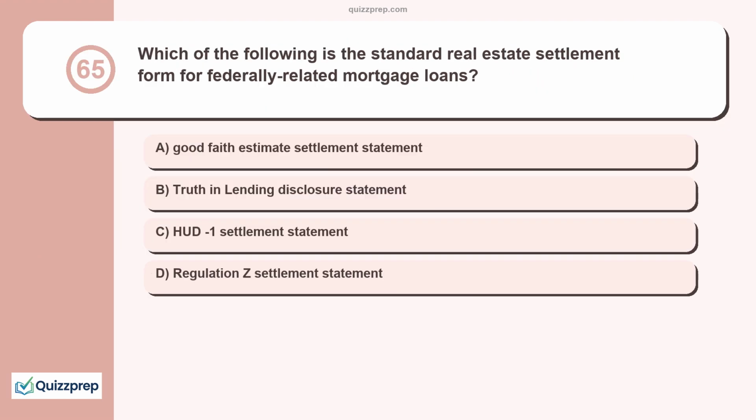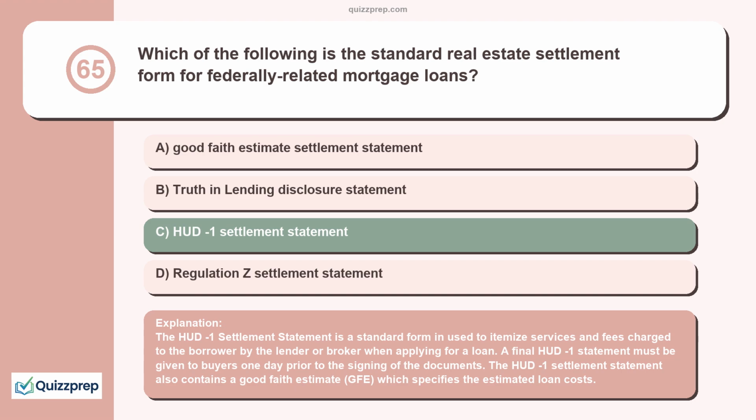Question 65. Which of the following is the standard real estate settlement form for federally related mortgage loans? Good faith estimate settlement statement. Truth in lending disclosure statement. HUD-1 settlement statement. Regulation Z settlement statement.